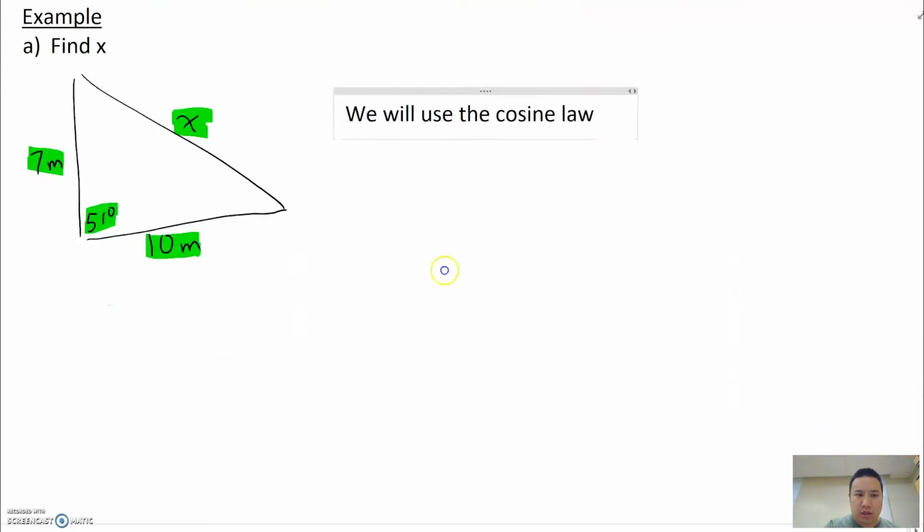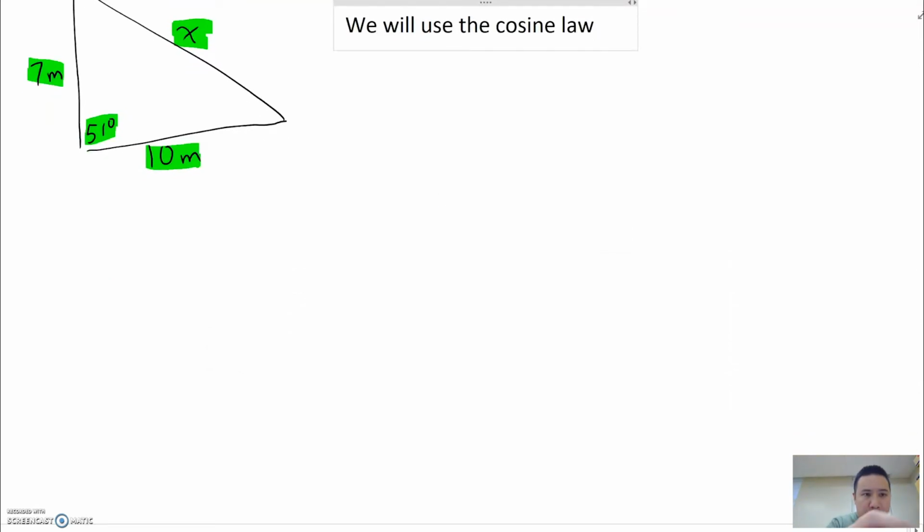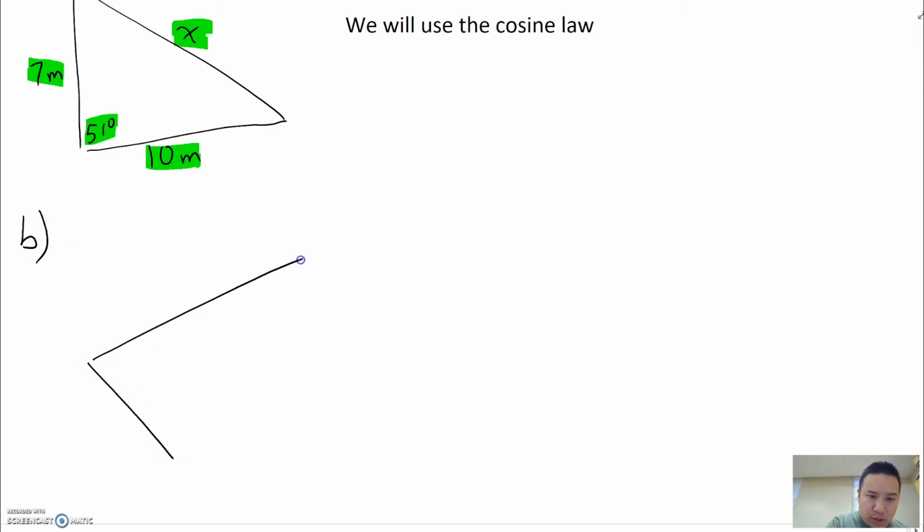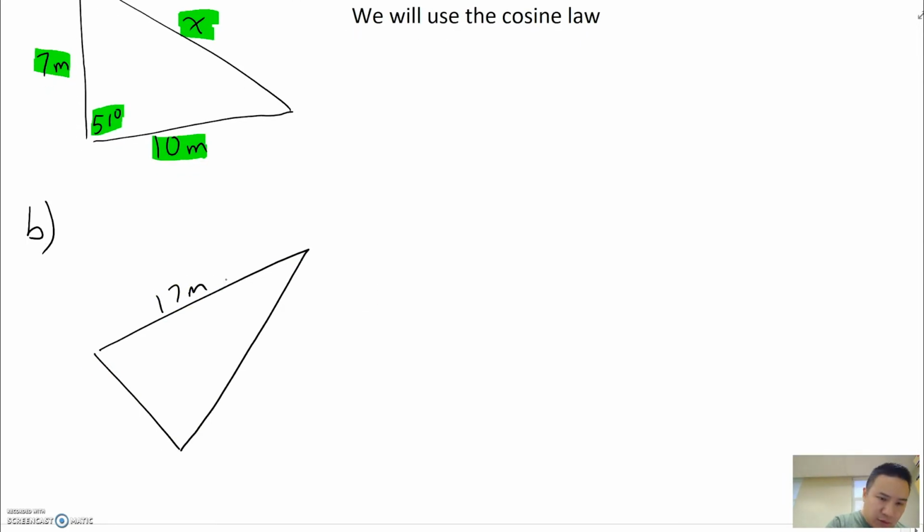All right. Let's take a look at another one. I'm just going to draw it. It'll be faster. There you go. Here's a triangle. Let's say this is 17 meters. This one is 18 meters. This is 7 meters. And I want you to find this angle right here. We'll call it big X. So we want to find this angle right here.